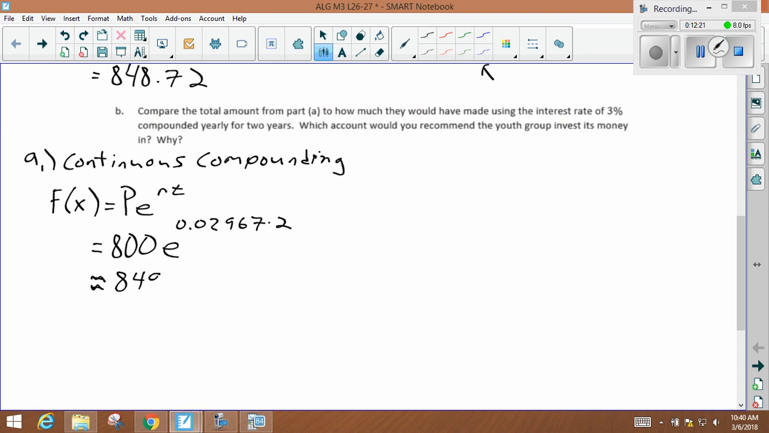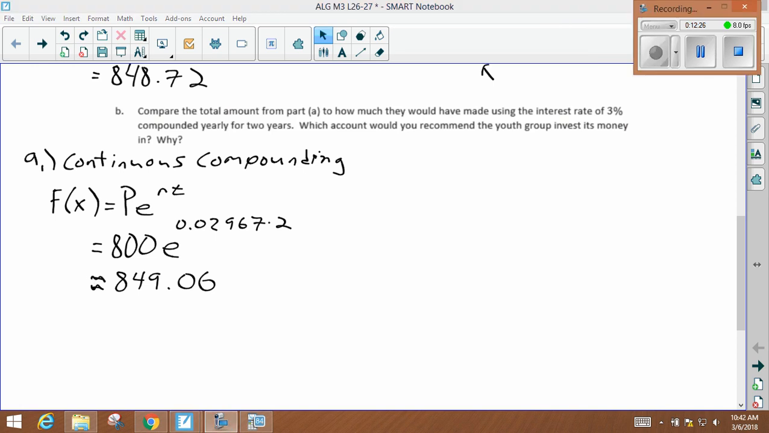Approximately 849.06. And obviously you would want to go with the interest rate that is going to be compounded more if you're getting money, right? If you're getting interest.